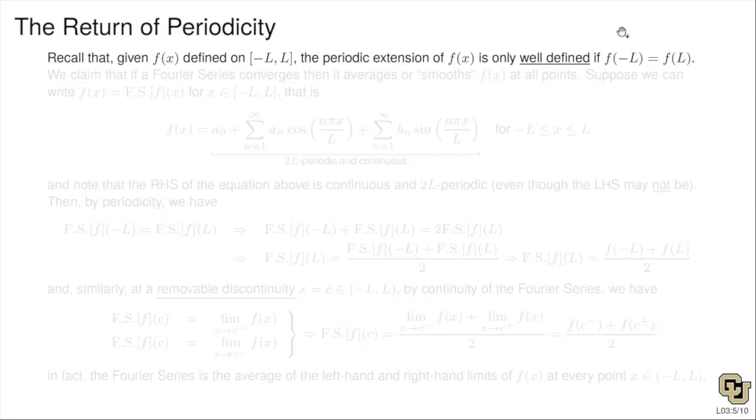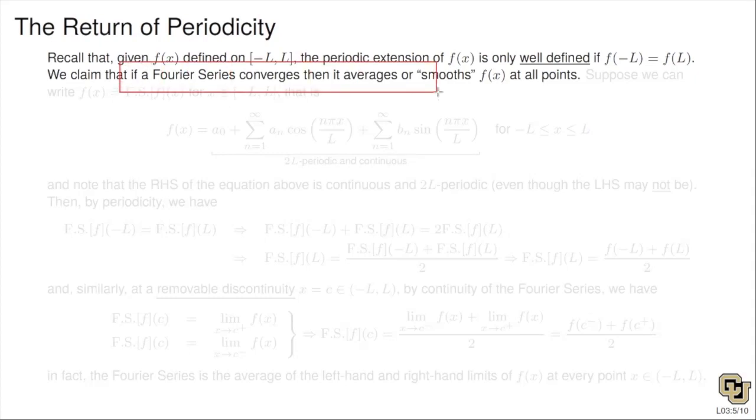So here we go. Here's the setup. Suppose we have a function f of x, and you remember the periodic extension will be well defined if and only if, for the function defined on the closed interval minus L to L, those endpoint values are equal. In general, though, I want to talk about the Fourier series. One of its famous properties is that it does what we call smoothing. One of its beautiful properties is that a convergent Fourier series does what we call averaging or smoothing of the original function. So I want to motivate this with math.